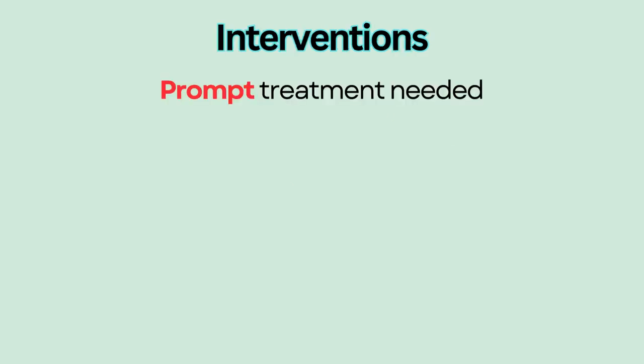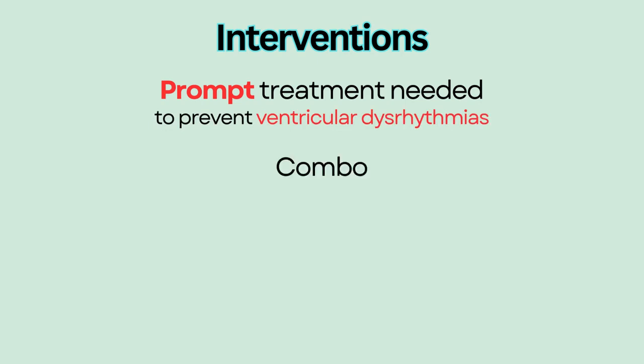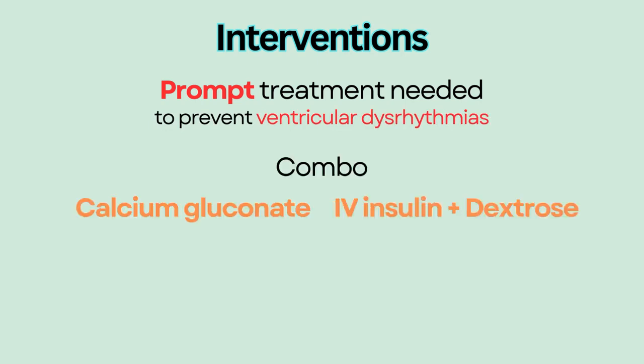Interventions. Prompt treatment is critical because it can lead to ventricular dysrhythmias such as VFib and VTach and asystole. When treating hyperkalemia, a combination of IV calcium gluconate and IV insulin and dextrose are often given, and they have a rapid onset to reverse hyperkalemia.